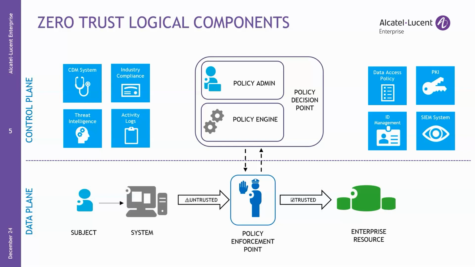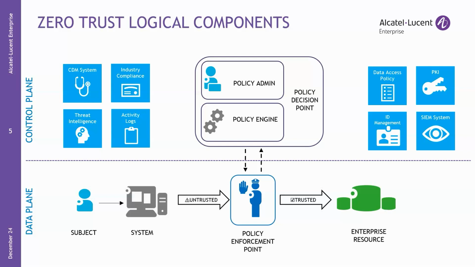And this is applicable not only for human users, but for all subjects, systems, and resource types. And this includes IoT, APIs, and application-to-application communication. Clearly, the policy enforcement point is a device in the data plane that must be traversed in order to gain access to the resource. There are different types of policy enforcement points.